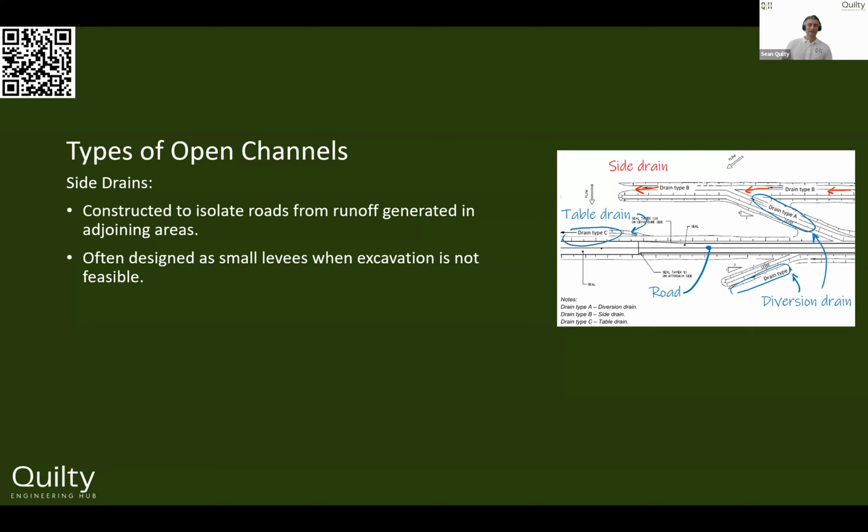Those table drains will become overwhelmed or reach capacity. And then we would divert those using a diversion drain. And then those diversion drains might just stop and spread the flows as a level spreader, or might drop into a more dedicated, larger drainage system. And that's what we'd refer to as a side drain. So it's off to the side of the road, for example, and it's dedicated for conveying and picking up those flows. So that's how you can see we've got table drains, diversion drains, and side drains.